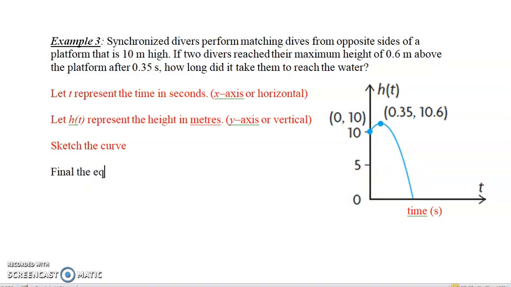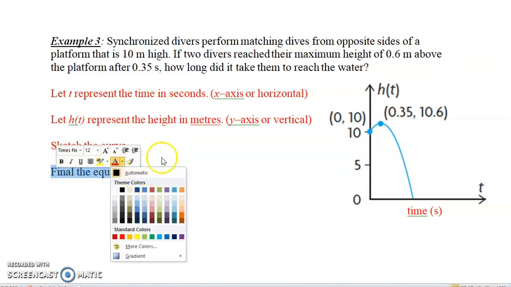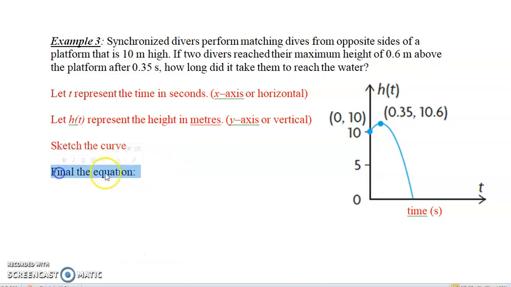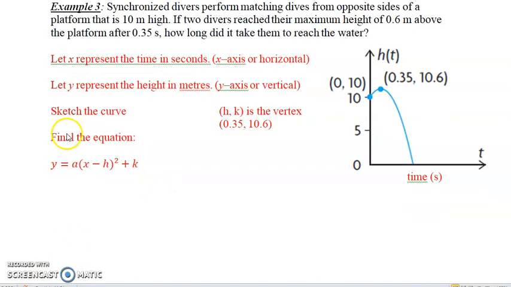So first thing we know, we're going to need to find the equation. We've learned 3 equations up to this point. If we have the vertex, I'd recommend using vertex form, so that's the easiest to use. So we go get that formula. There's the equation in vertex form. h and k in your vertex form of the equation are 0.35 and 10.6. So that's the vertex.